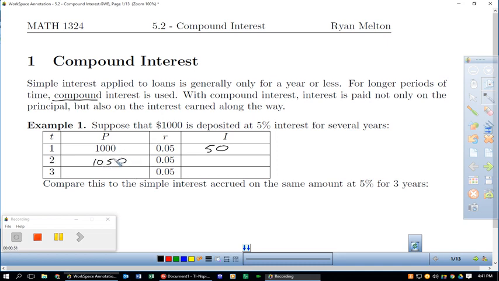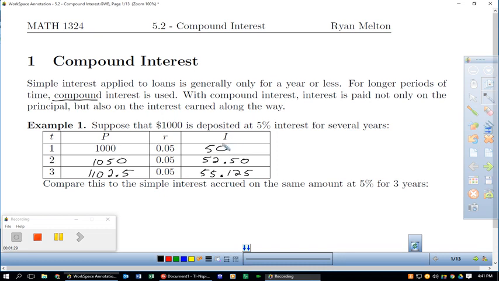Now $1,050 times 0.05 gives us $52.50. When you add that interest in, as you can see, the amount of interest is going up. As we add that to our principal, we get $1,102.50. In the next year, $1,102.50 times 0.05 gains $52.125, so 13 cents in interest.